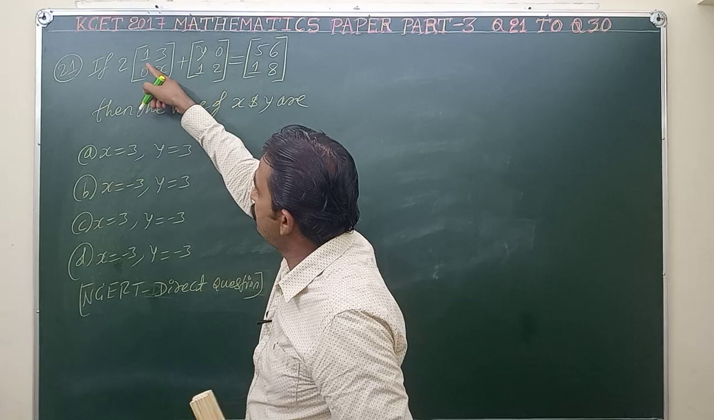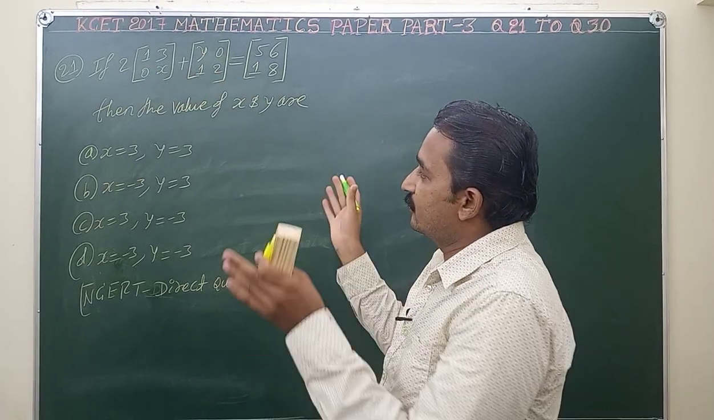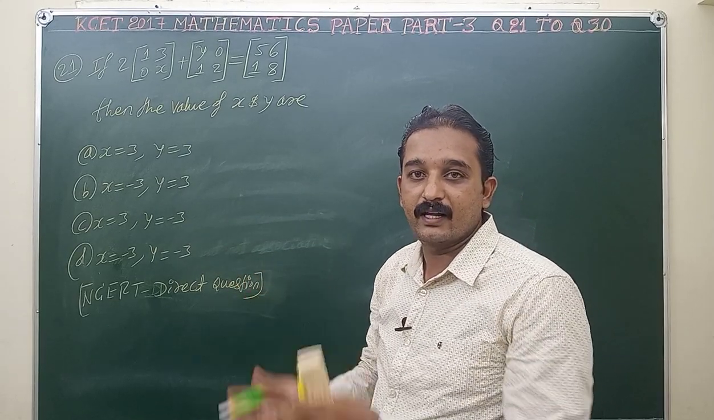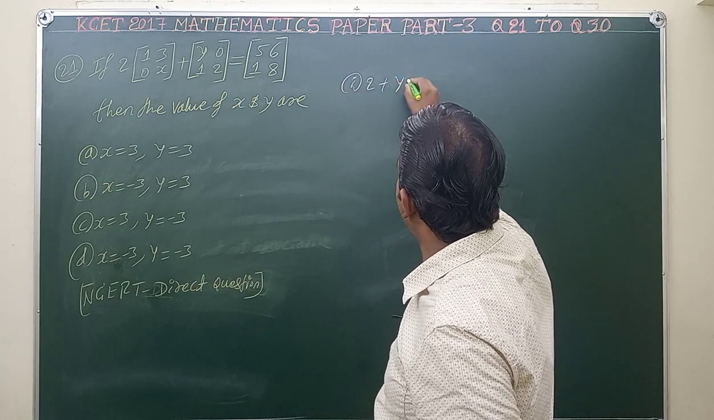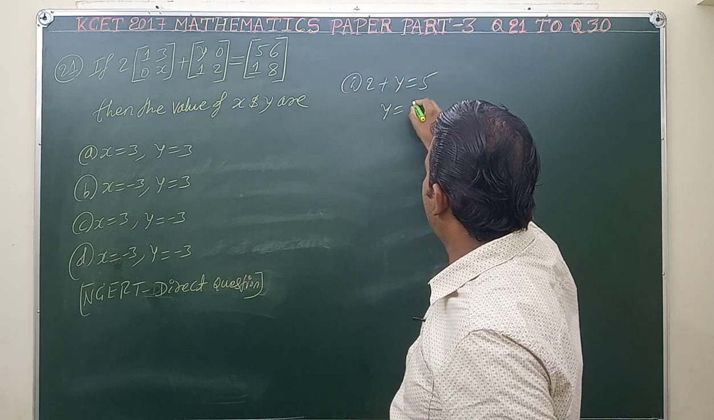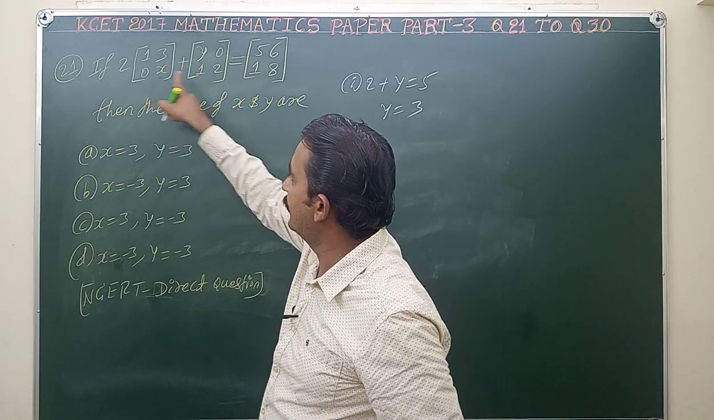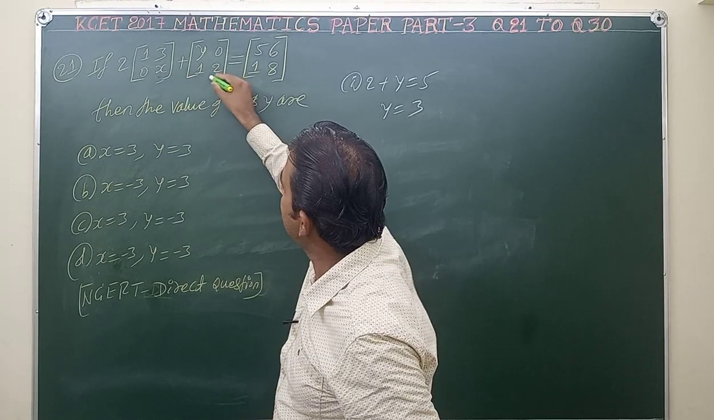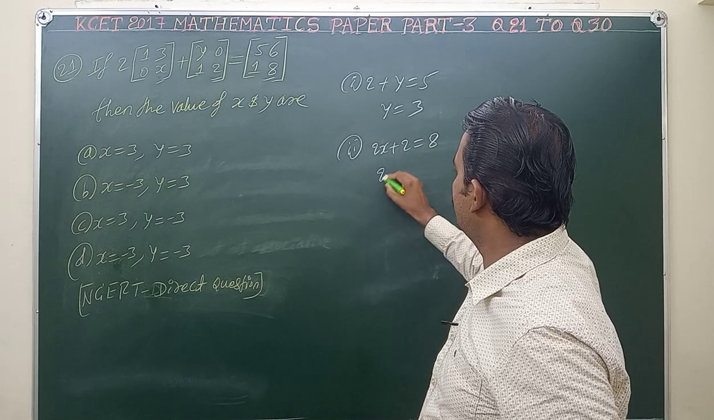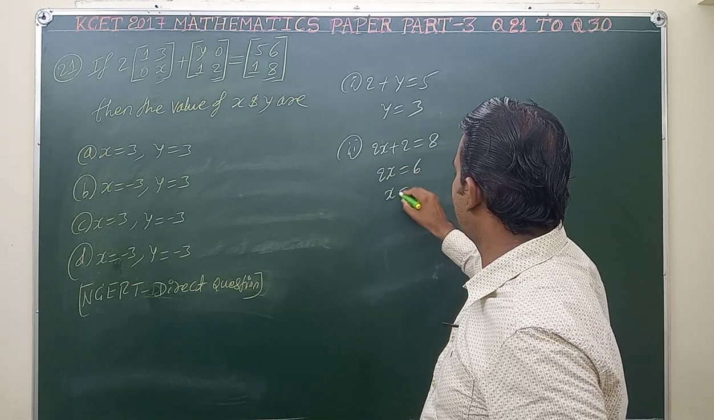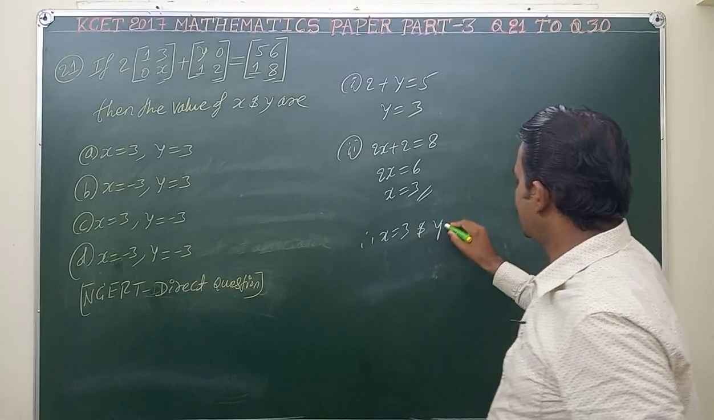First we take the first row first elements on both the left hand side and right hand side, because if 2 matrices are equal, then the corresponding elements are equal. So 2 plus y equals 5, so y is equal to 3. Similarly, we take the second row second element: 2x plus 2 is equal to 8, 2x is equal to 6, x is equal to 3. So x is equal to 3 and y is equal to 3.